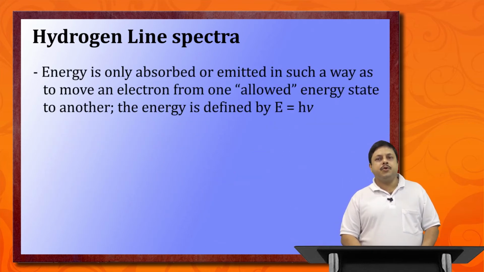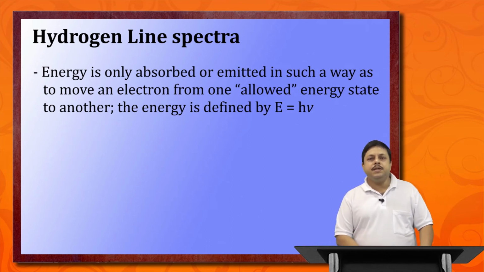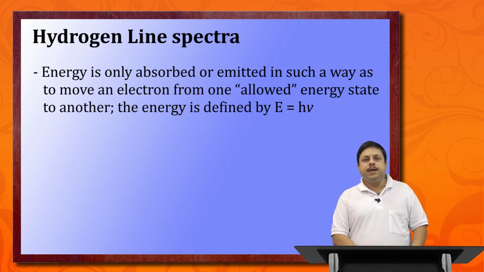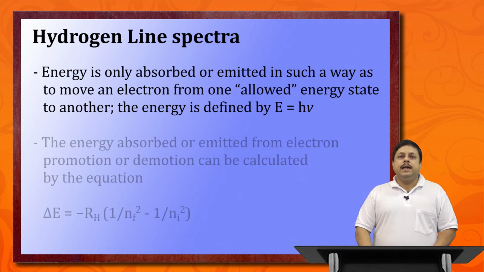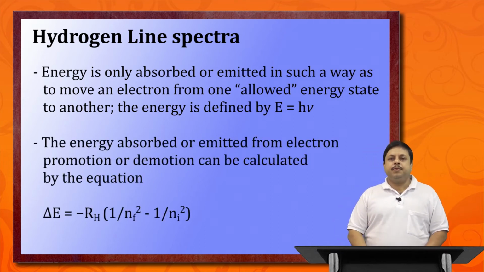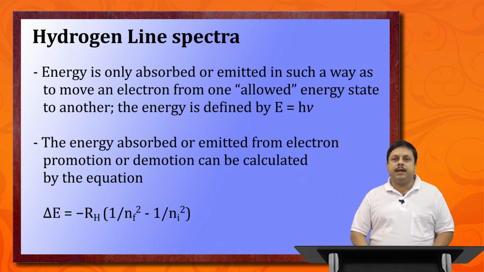Bohr maintained that energy is only absorbed or liberated in such a way that an electron moving from one allowed energy level to another allowed energy level could either absorb h nu amount of energy or give up h nu amount of energy. So the energy absorbed or emitted, depending on whether promotion or demotion has taken place, can result in this formula.